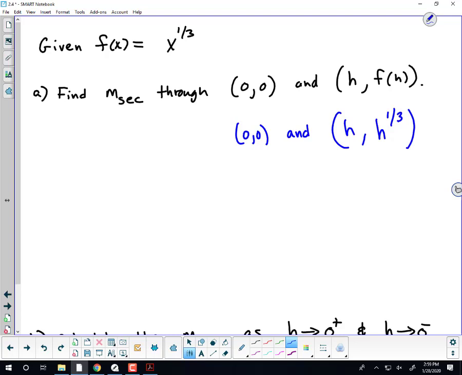Find the slope of the secant line through those 2 points. How do we find the slope of a secant line through 2 points? So then here for us, what would that look like? M secant, the slope of the secant line. It's just the slope between those 2 points, right? It's the change in the y values over the change in the x values. And that of course is just h to the 1/3 over h.